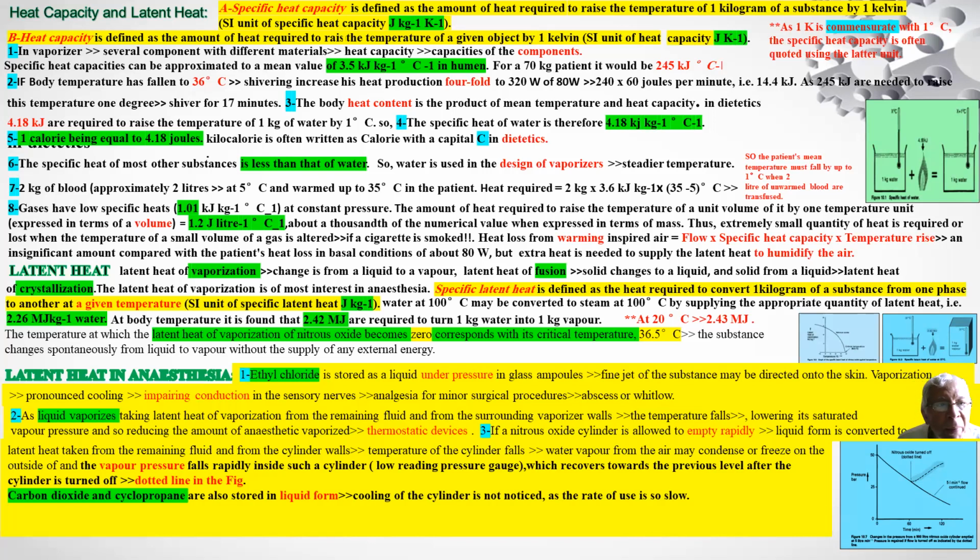Now we come to heat capacity, which is defined as the amount of heat required to raise the temperature of a given object by 1 Kelvin. So we remove the kilogram from the previous unit, and it will be joule per Kelvin. You see, Kelvin is commensurate with Celsius, which means that they're equal to each other, so we will use Celsius later on.